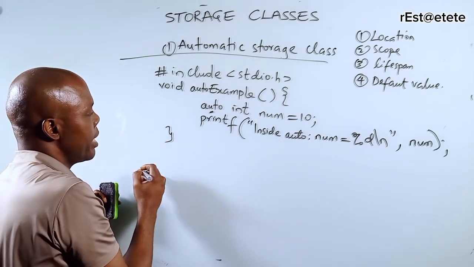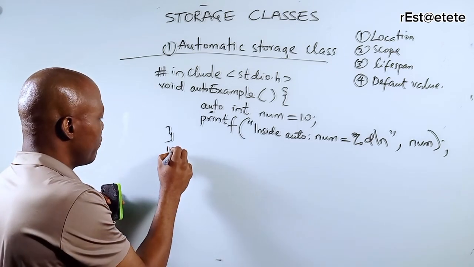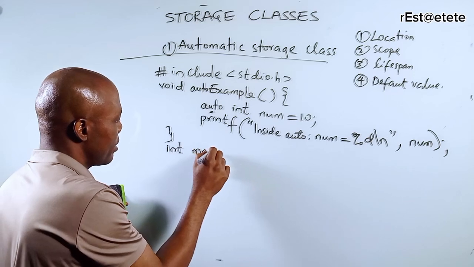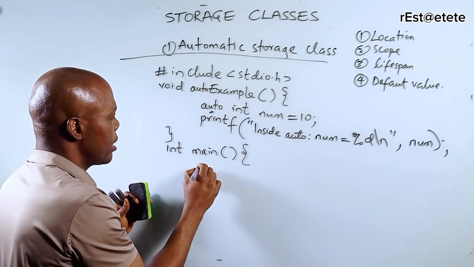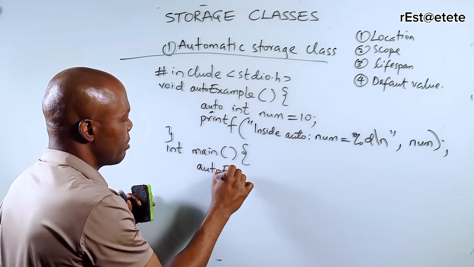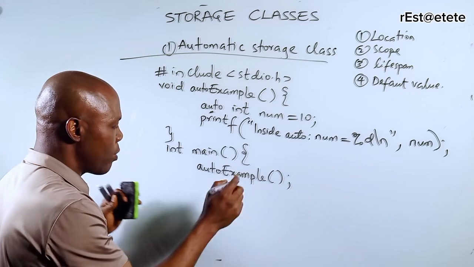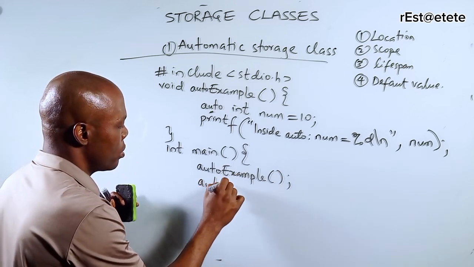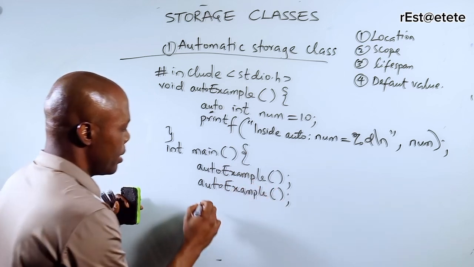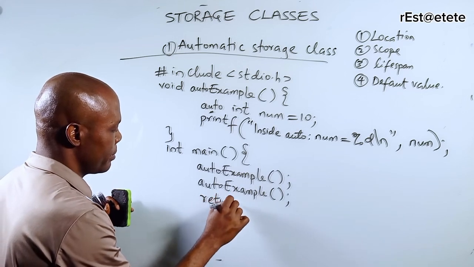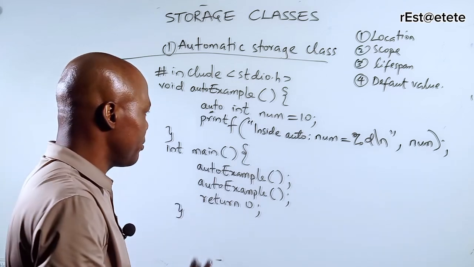So this is my function. I'm going to close the function here, and then I will write my main function, which is the entry point of the program. So my main function is int main. Inside my main function, I'm going to call this function. So I will say auto example. I will call it the first time and I will call it again, auto example. Then I will say return 0. Then I will close this. Right? So this is my program.